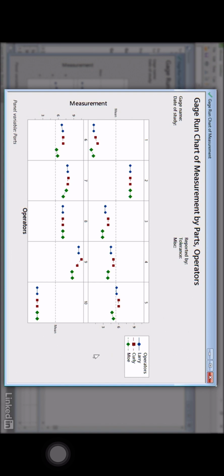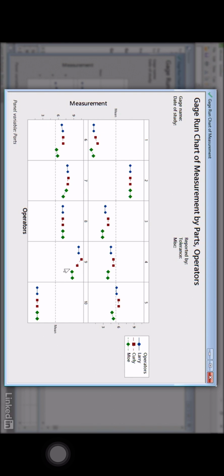If you had perfect agreement, you would have horizontal alignment. So in part number 2, Larry was consistent between the first and second trial, and so was Curly, and so was Mo. And all 3 of them are lined up horizontally, which means they provided the same reading for the same part number 2. That's fantastic for part number 2. For part number 9, Mr. Curly over here is not consistent with himself between the first and second trial. And you can see the three operators are not in alignment in part number 9.